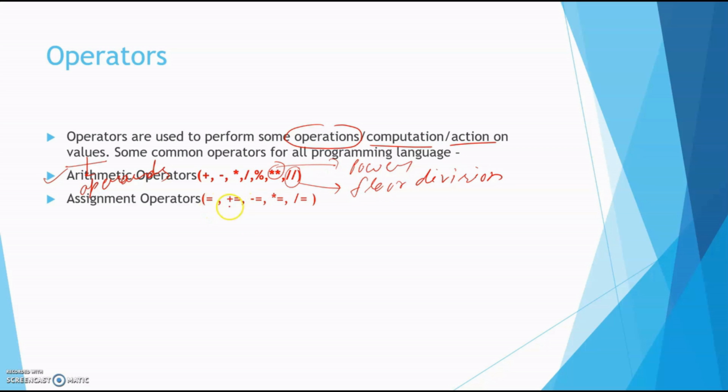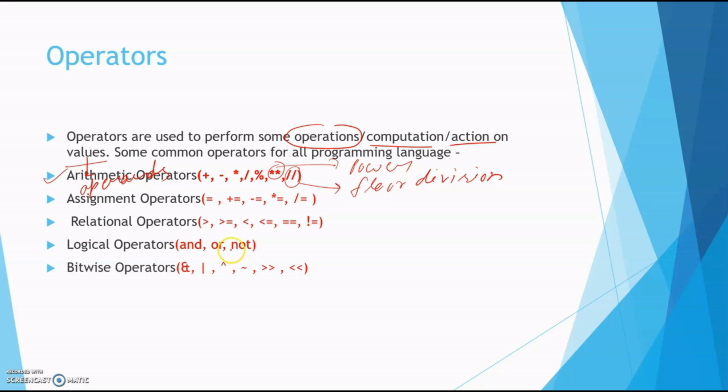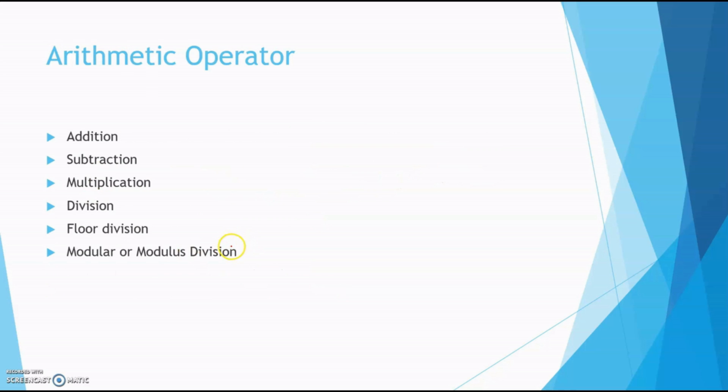If we talk about the assignment operator, that is equal, plus equal, minus equal, we will learn one by one. Multiplication equal, division equal. Okay. Next one is the relational operator, to show the relation between two entities or two data items. Logical operators like logical and, logical or, logical not. Bitwise operators: bitwise and, bitwise or, bitwise not, left shift, right shift. Next is the unary operator, that is increment operator and decrement operator.